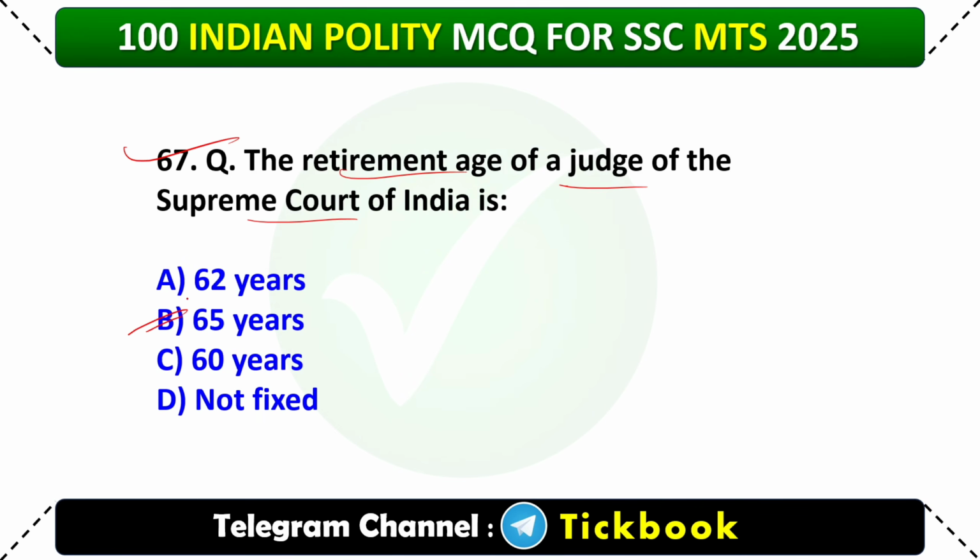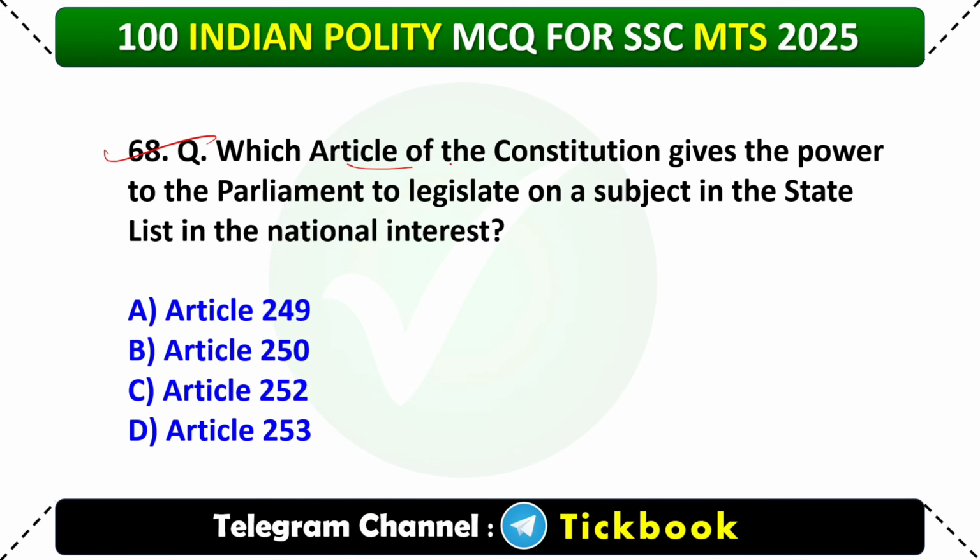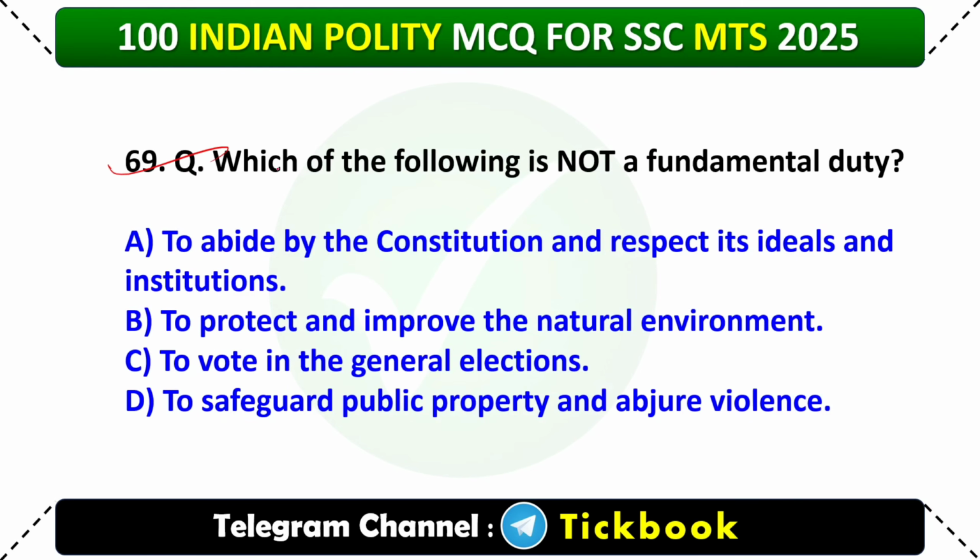Option number B, 65 years. 68. Which article of the Constitution gives the power to the Parliament to legislate on a subject in the state list in the national interest? Option number A, Article 249. 69. Which of the following is not a fundamental duty?